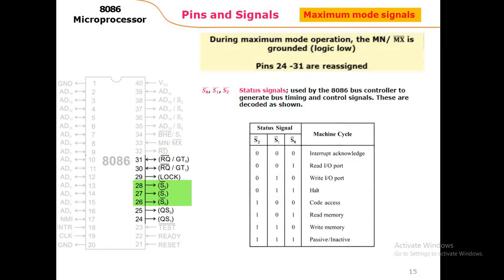Now come to the status signals S0 bar, S1 bar, S2 bar. These are the maximum mode signals. These three signals show the status. These three signals have 8 combinations, and in these 8 combinations the different machine cycles are generated. That is, 000 interrupt acknowledge, 001 read IO port, 010 write IO port, 011 halt, 100 code access, 101 read memory, 110 write memory, 111 inactive or passive.